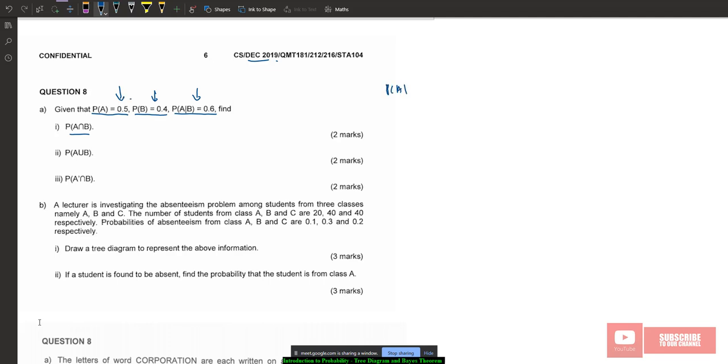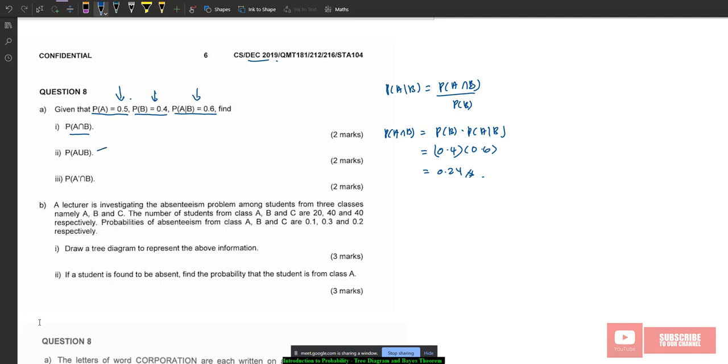The probability of A given B is equal to the probability of A intersect B divided by the probability of B. If you want to find the probability of A intersect B, you should modify the formula: probability of B multiplied by probability of A given B. So this is 0.4 multiplied by 0.6, which is 0.24. Only 2 marks. Should be very easy.